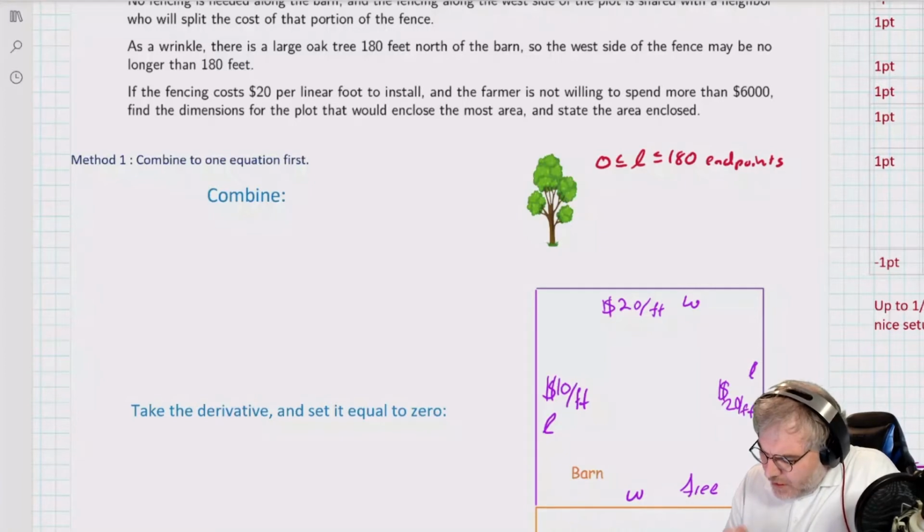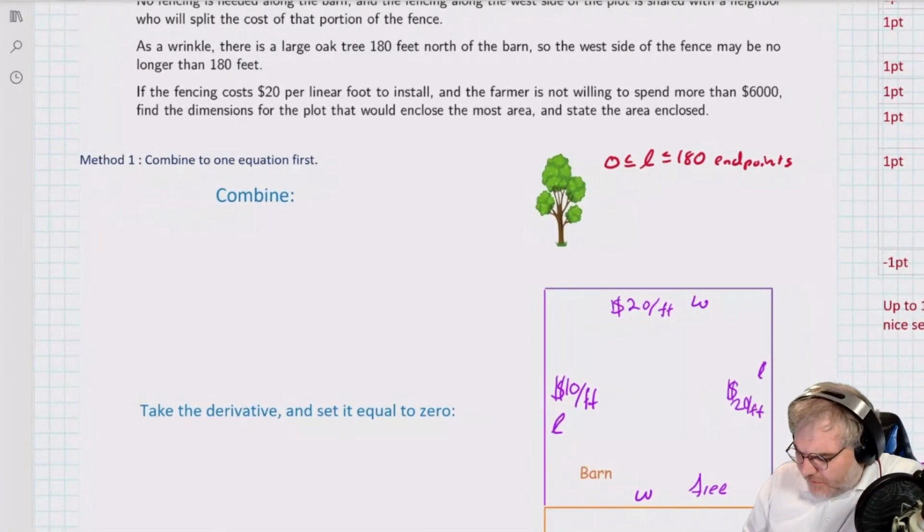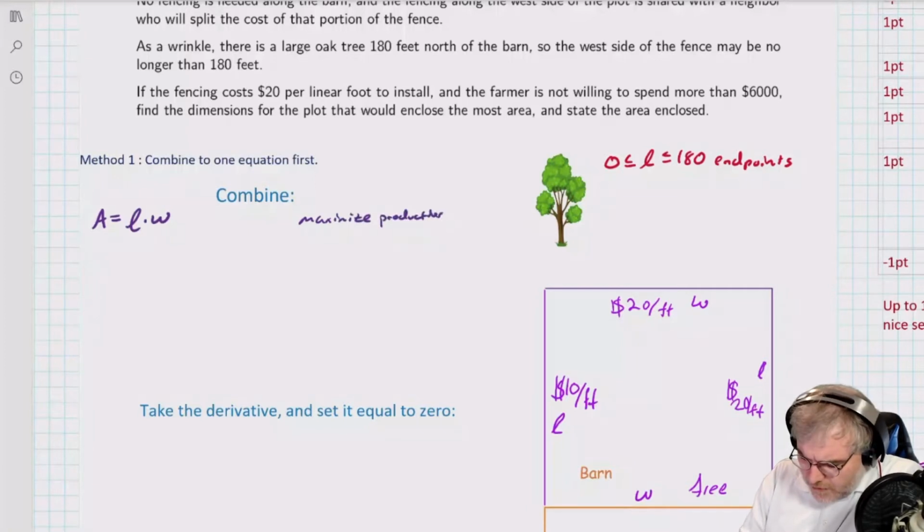All right. So the first thing we're going to do is find our equations here. I've got my production function. I'm producing area, and that is length times width. And this we want to optimize. So this is optimize production, so maximize production. So here's my production function.